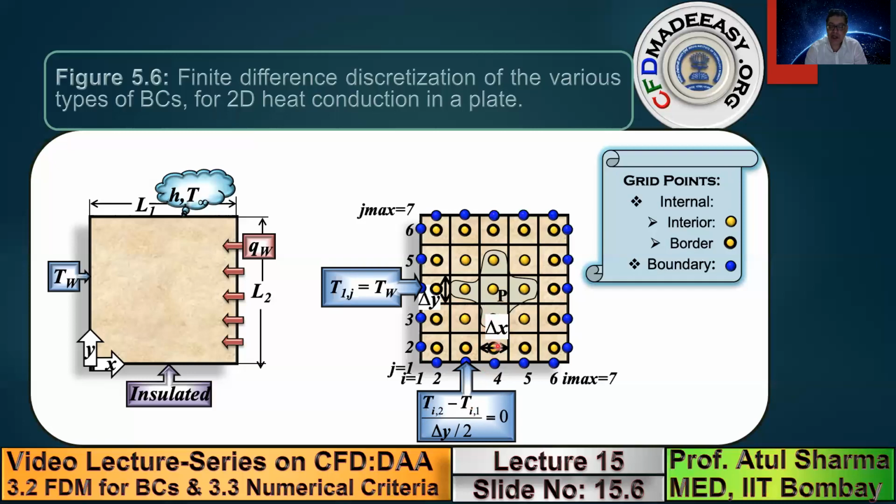Now this is about the insulated boundary condition using first order forward difference in the y direction. Now this constant heat flux boundary condition is on the right wall, and for the right wall the heat flux that is involved is in the x direction, Qx. So here for the constant heat flux, the expression that we use, we have at the wall Qx is equal to minus k dT/dx.